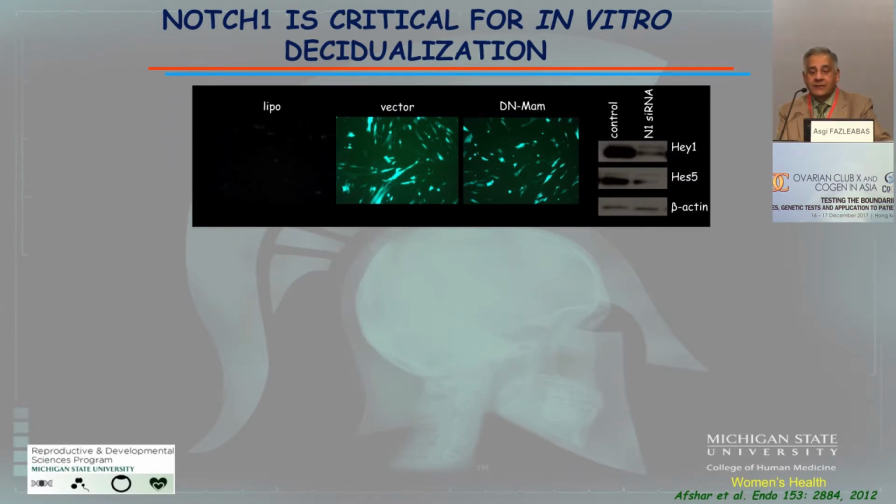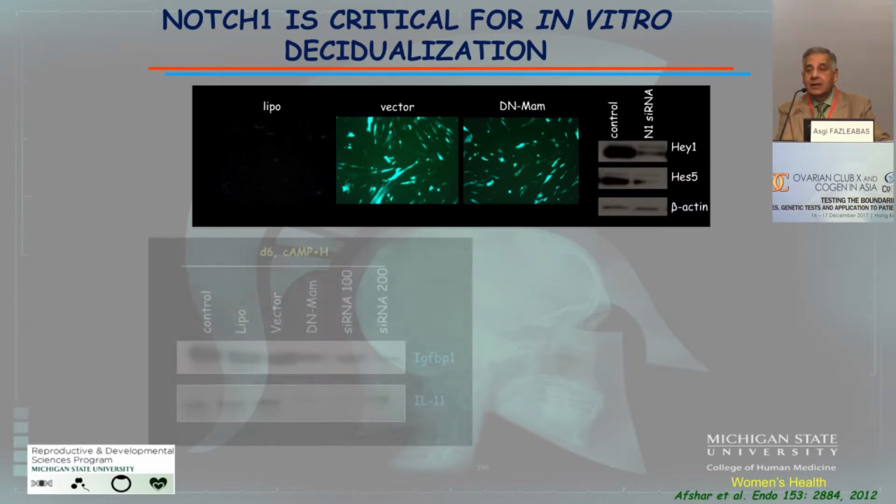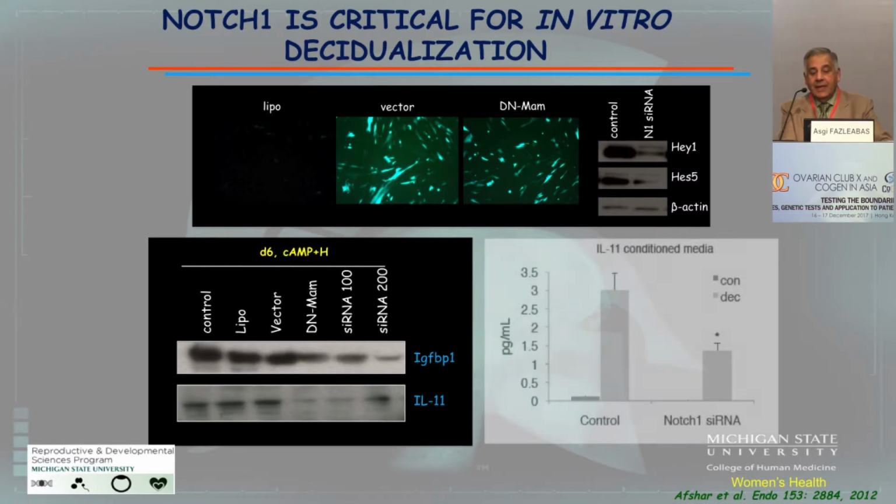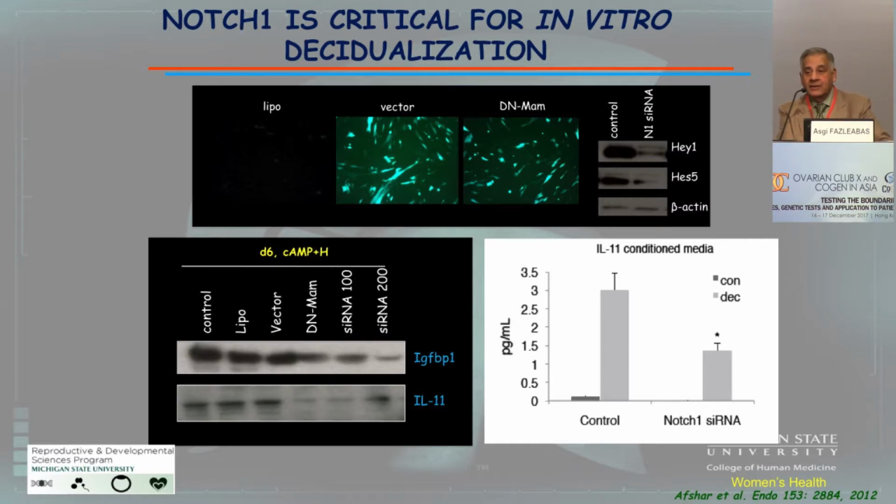And looking to see how important Notch is for decidualization, you can use either dominant negative mastermind, which is a co-regulator with RBPJ to initiate Notch signaling, or use siRNA to block Notch signaling. Using each of these, we took these stromal fibroblasts and incubated them under the conditions in which you induce decidualization, that is estrogen, progesterone, and dibutyryl cyclic AMP. You can see that when Notch signaling is completely inhibited, either using the dominant negative mastermind or siRNA, both IGFBP-1 and interleukin-11, which are both markers of decidualization, are completely suppressed. You look at the conditioned media and see the same thing: in the presence of siRNA under the decidualization response, there is a decrease in interleukin-11 secretion from these cells, indicating that when Notch signaling is inhibited, you see a decrease in the decidual response.